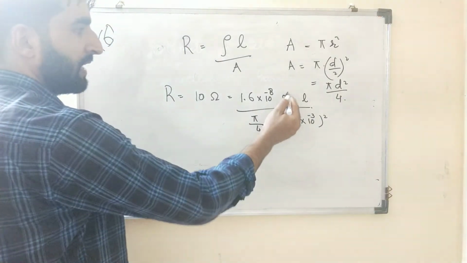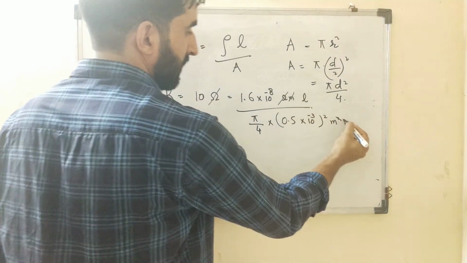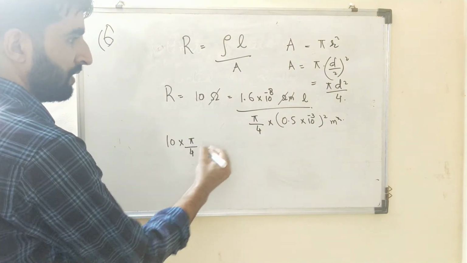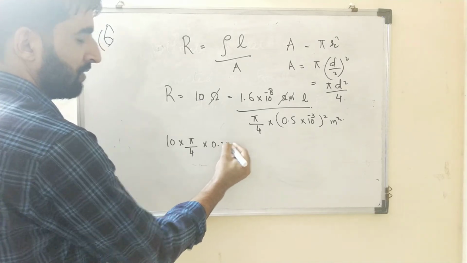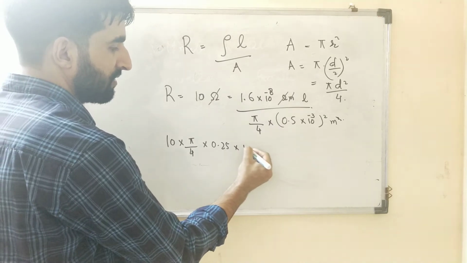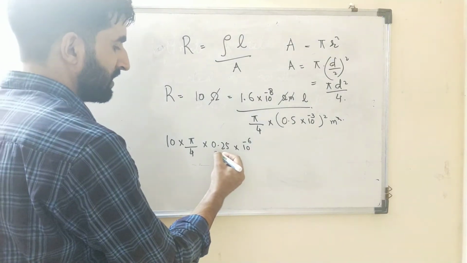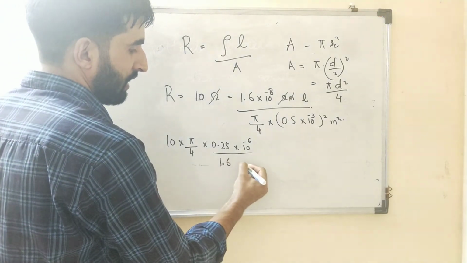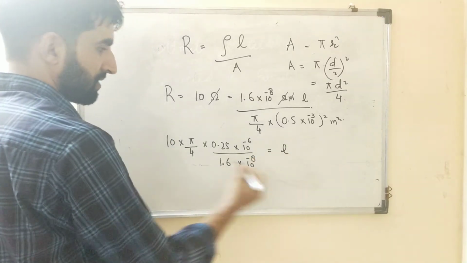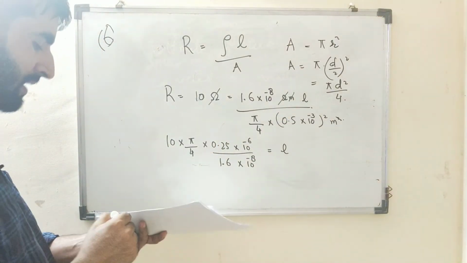So ohm and ohm gets cancelled here. So this will be equal to 10 raised power minus 3 meter square. 1 meter gets cancelled here. So this will be equal to 10 into pi by 4 into 0.25. 0.5 whole square is 0.25 into 10 raised power minus 6. So you have to divide it with 1.6 into 10 raised power minus 8 is equal to length. So this will be in meters because meter ऐसे जाएगा.